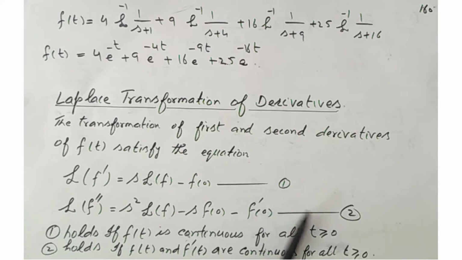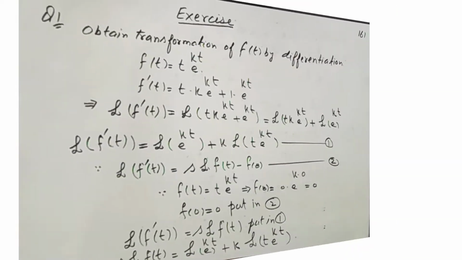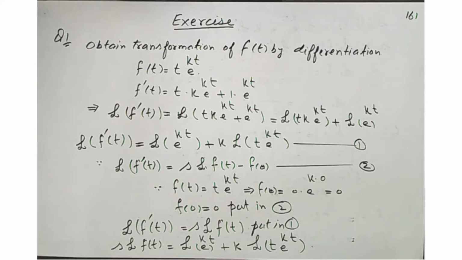This is equation 1 and this is number 2. 1 holds if f of t is continuous for all t greater than or equal to 0, and 2 holds if f of t and f dash t are continuous for all t greater than or equal to 0. Now we are starting the exercise on how we find the Laplace transformation of the function f of t by differentiation.